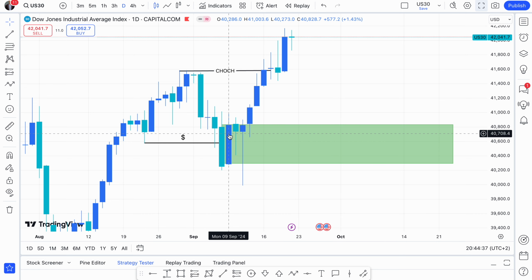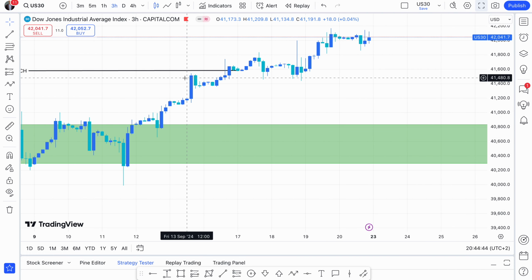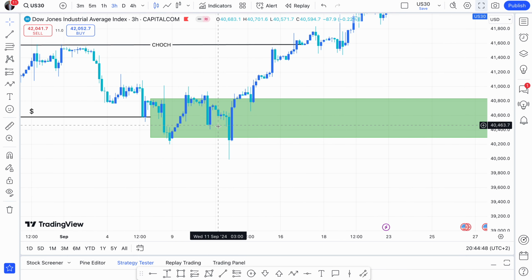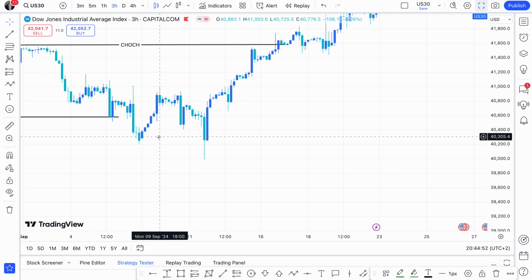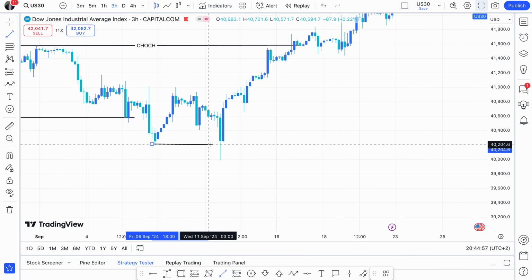But this is a very huge order block. Let me see what's happening on the 3 hours. So if we check the 3 hours, that particular area there, let me just remove it because I know where it is. So we see that market broke here. So this is a clear one.